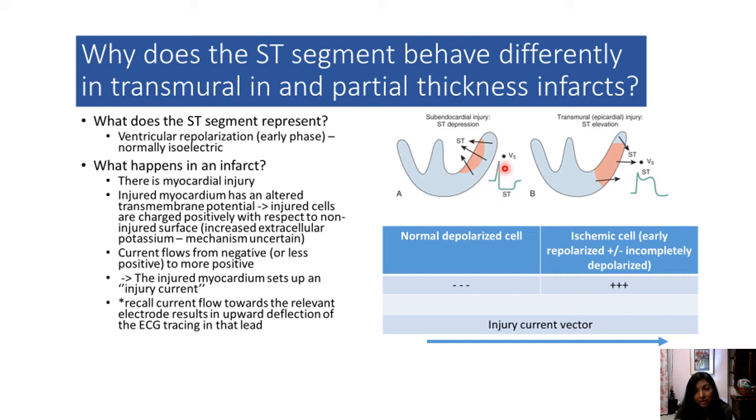So if you have a lead over here, like V5, current will move from epicardium to endocardium, so moving away from V5. So in the direction where it's affected, you would see an ST depression. But if you had a transmural direction, all that current will be moving in a different direction, it will move towards the lead on the whole this time, so you have an ST elevation.